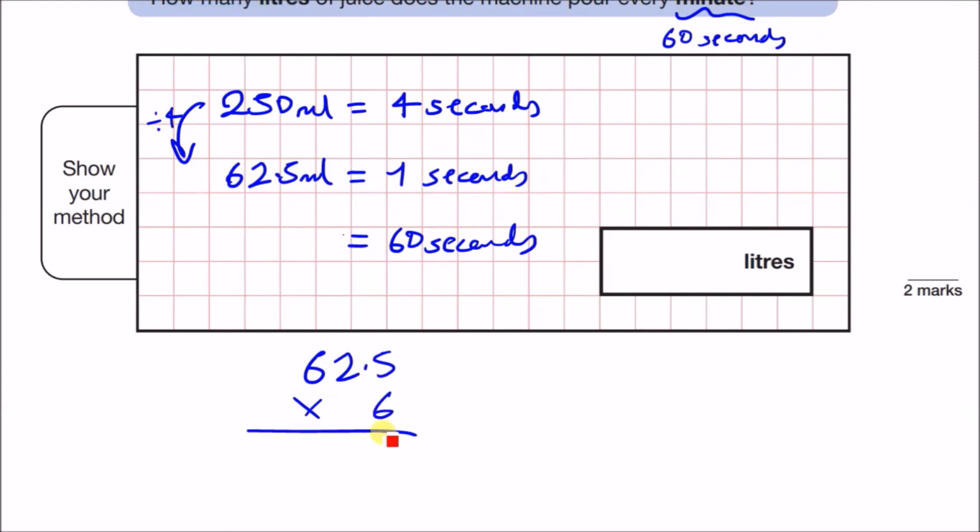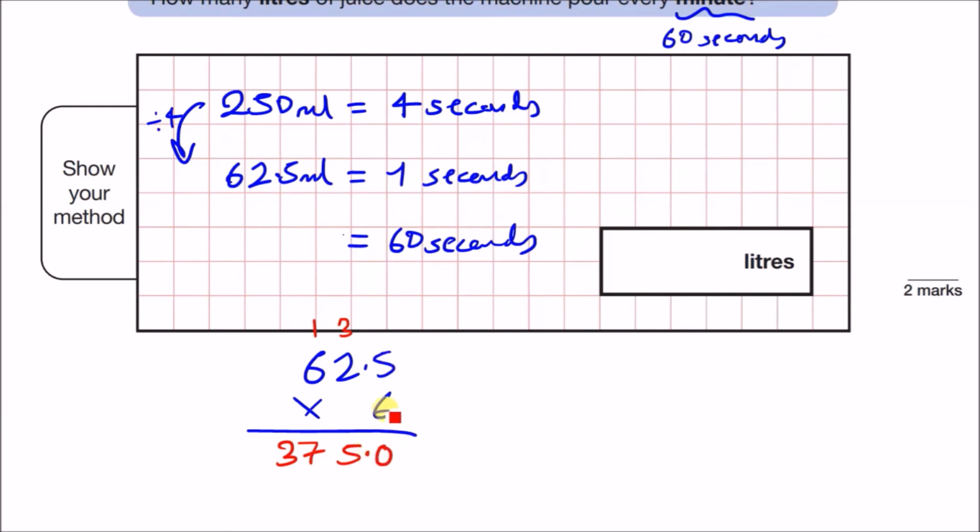So 5 times 6 is 30. So 0 carry the 3. 6 times 2 is 12, plus 3 is 15. So 5 carry 1. 6 times 6 is 36, plus 1, 37. And just put the decimal place where it belongs, which is one place after, so here.